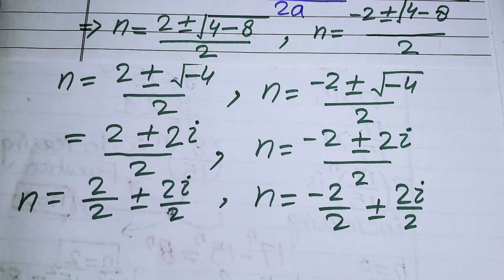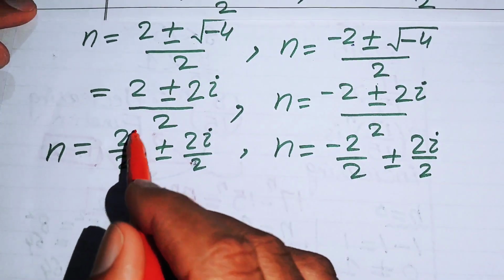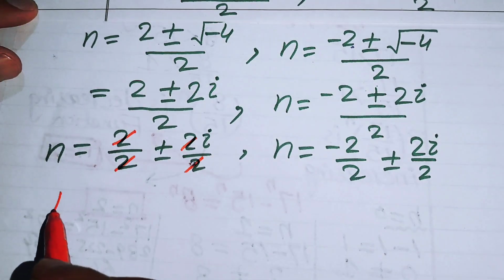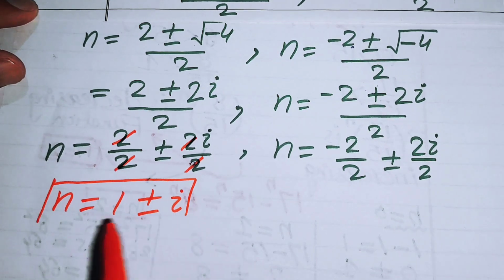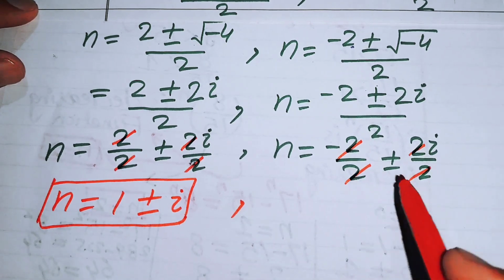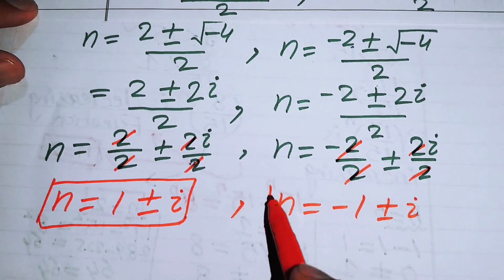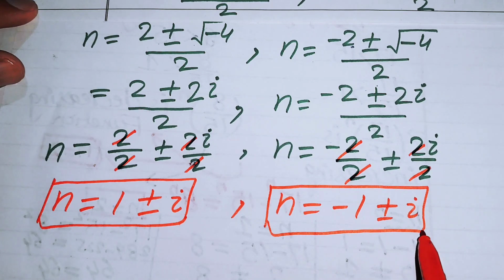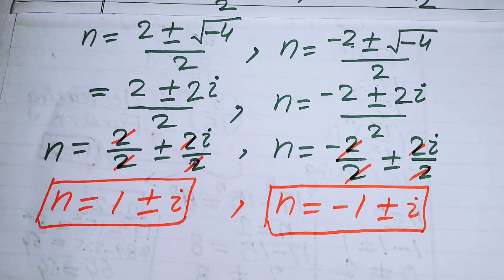And now you will see the terms are simplified, so these are gone, and similarly these are gone, and you get n equals 1 plus minus iota. So these are two complex roots of the given equation. Similarly here these are gone, and you will get n equals minus 1 plus minus iota. So these are the other two complex roots of the given problem. So our given equation will not have any real root, it has these four complex roots, and this is our final answer of this problem.